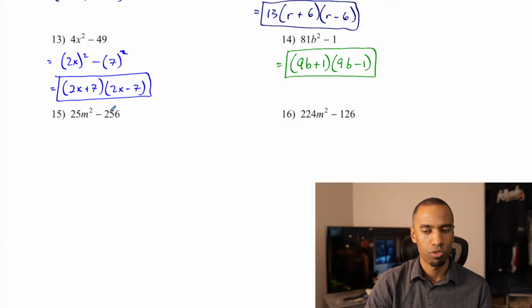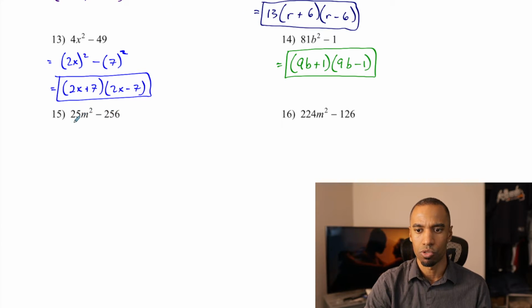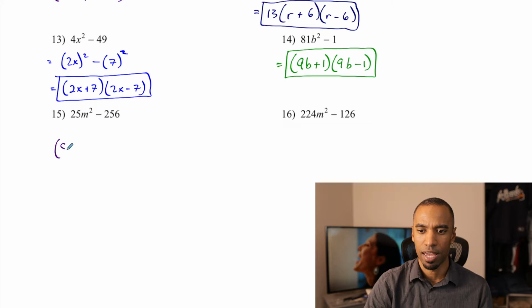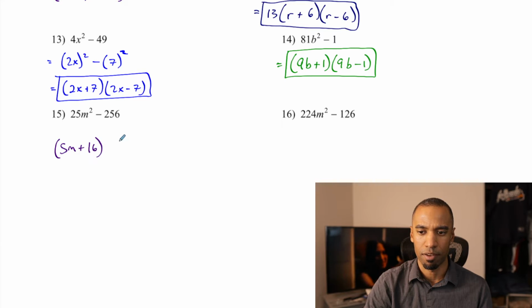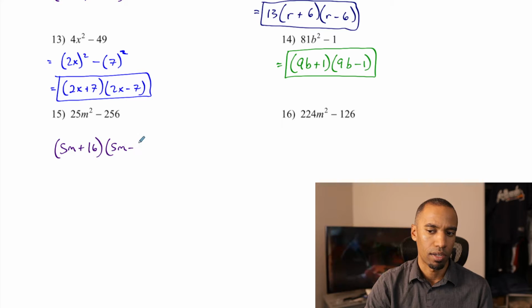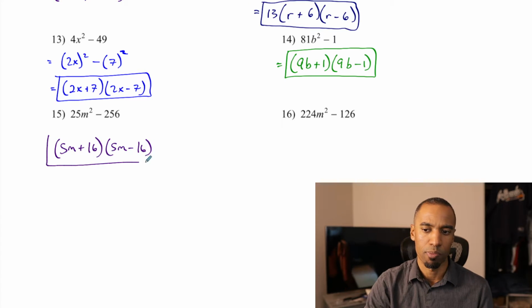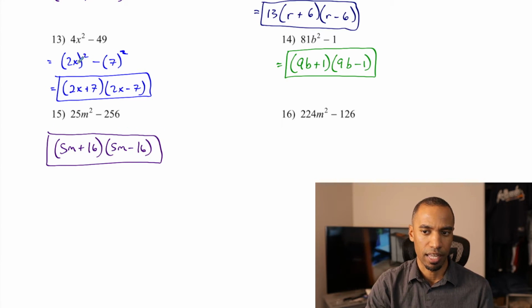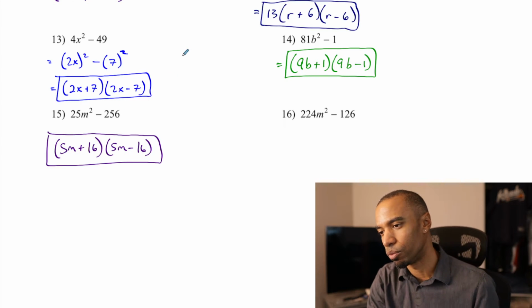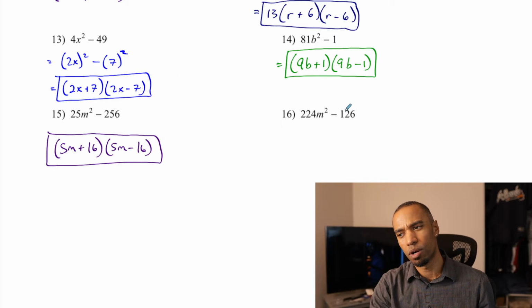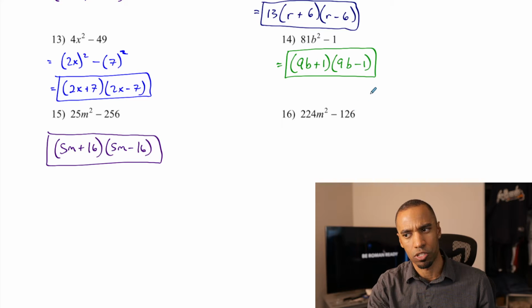25 is 5 squared. 256 is 16 squared. Difference of two squares there. This becomes 5m plus 16 and 5m minus 16. I mean, my answer is my work. Technically, that's my work, but I'm verbally giving you the rest out loud. And then 224m squared minus 126. I don't recall those being perfect squares.